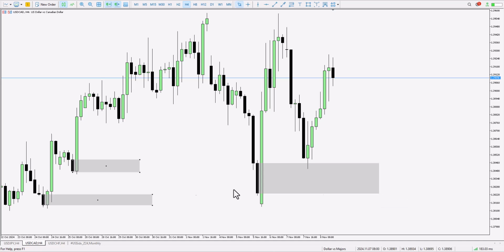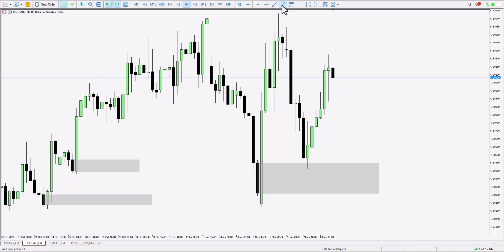So now when it comes to support and resistance, once you have identified a demand zone, you expect price to find support. Now, what do I mean by price finding support? What I mean is you don't expect price to keep going lower from a demand zone. You expect price to bounce, to go to the upside.